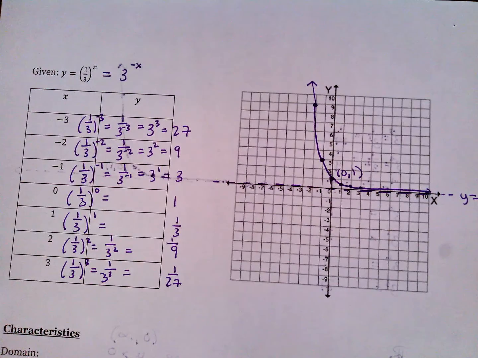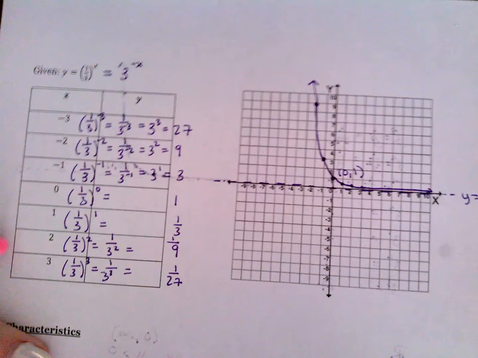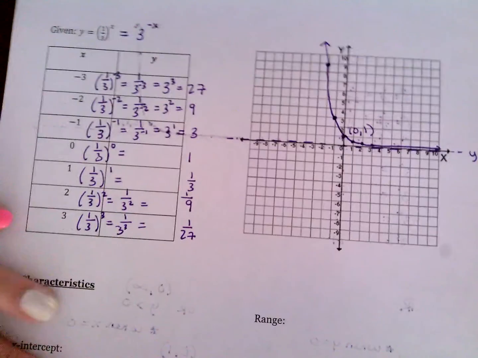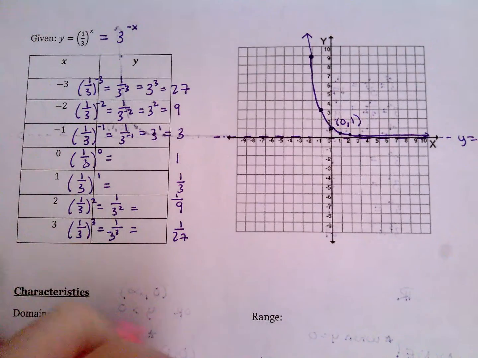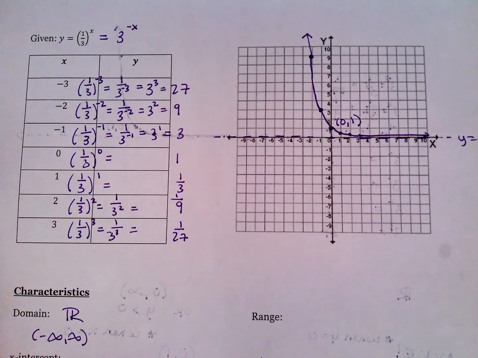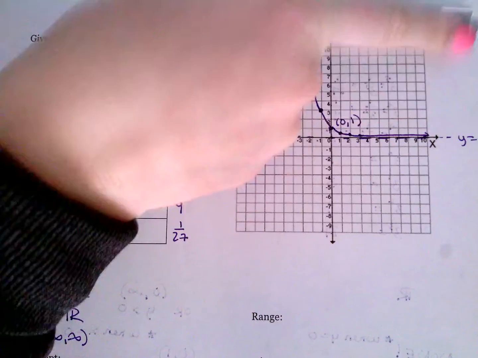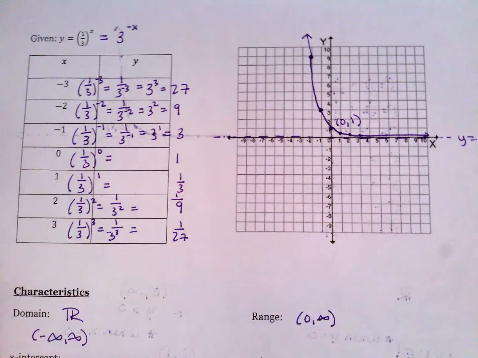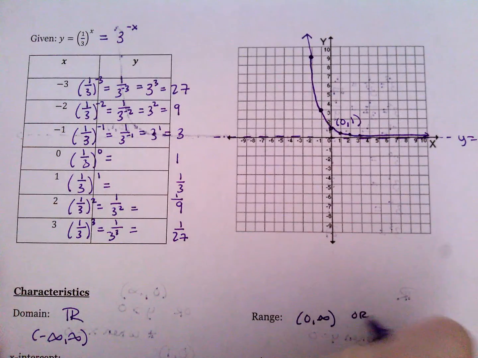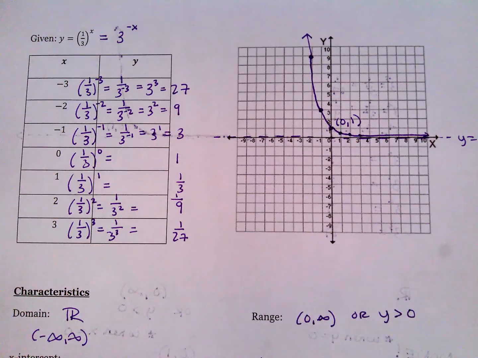As far as domain, again, x can be anything. Your domain is going to be all real numbers, or negative infinity to infinity. Your range is still going to go from 0 to infinity. That's not changing. So either 0 to infinity, non-inclusive of 0, or if you want to say y is greater than 0, also non-inclusive of 0, great. X-intercept, we still have an asymptote there. There's still none. It never crosses the x-axis still. Again, when we start shifting and moving, that will happen.